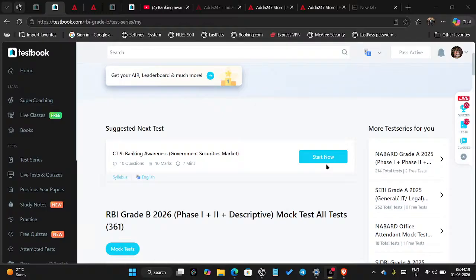Today we are going to attempt banking awareness mocks, and it is a very humble request to you all that please pay attention to the mocks and mark the correct answer which is given on the screen.